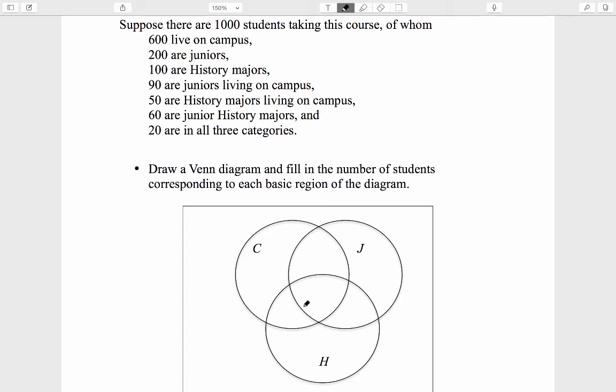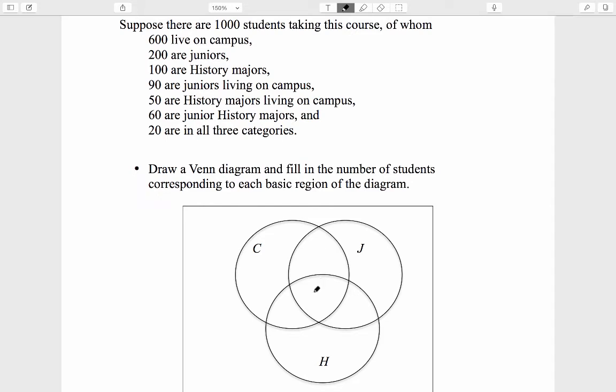Similarly, the 100 history majors are spread across all 4 basic regions inside the H circle. The 200 juniors are spread across all 4 basic regions inside the J circle, and the 600 students living on campus are spread out across the 4 basic regions inside the C circle. We must not forget the outside region, which will contain any student who falls outside of all 3 of these categories.